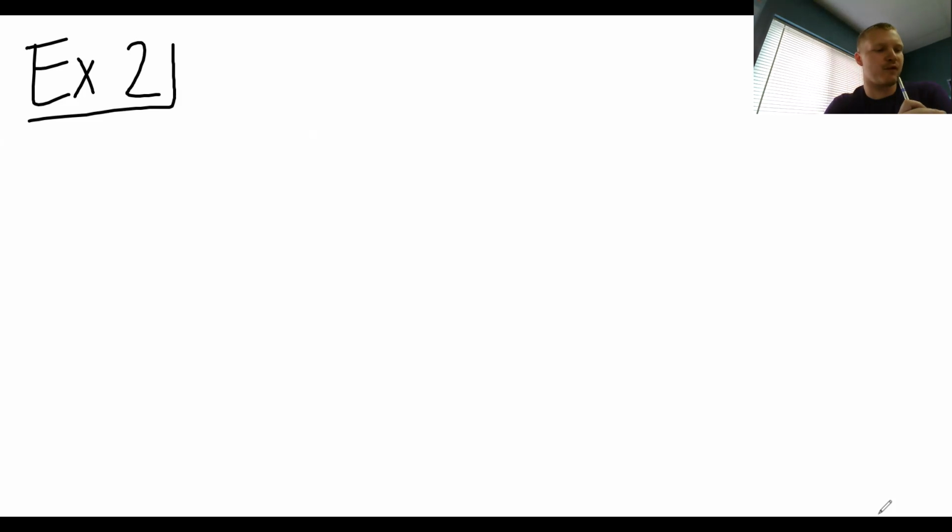So example 2, 4 one-digit whole numbers are added. Is the sum more than or less than 40? Okay, so 4 one-digit whole numbers are added together. Is the sum more than or less than 40?